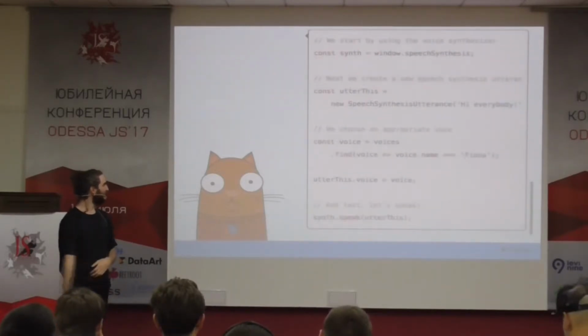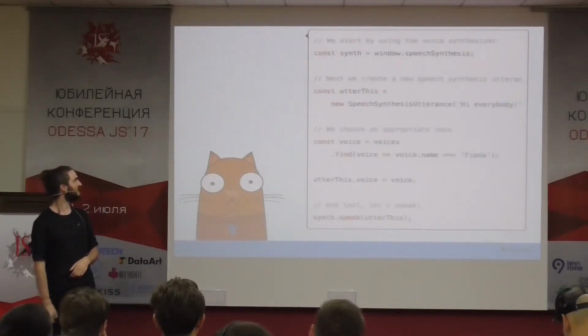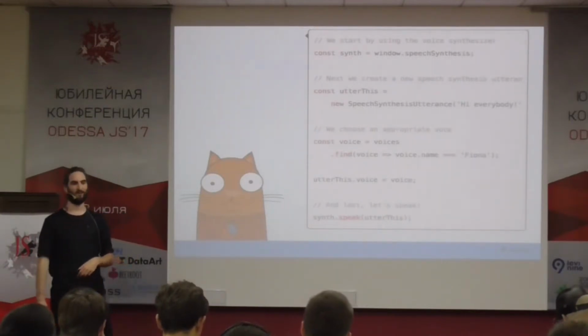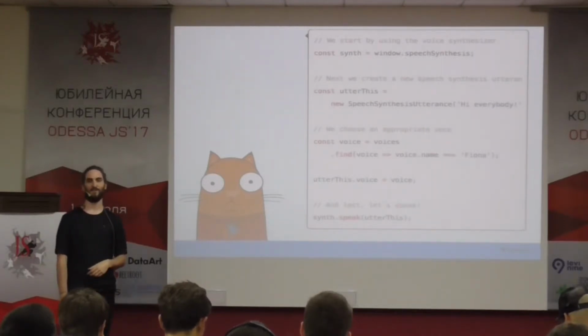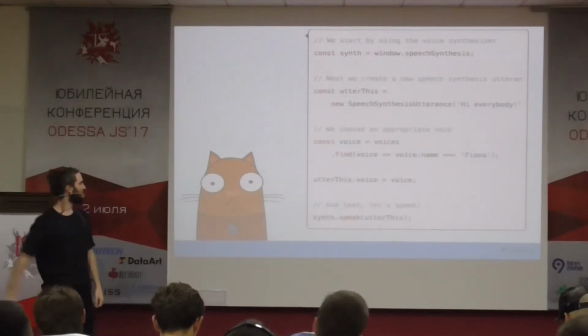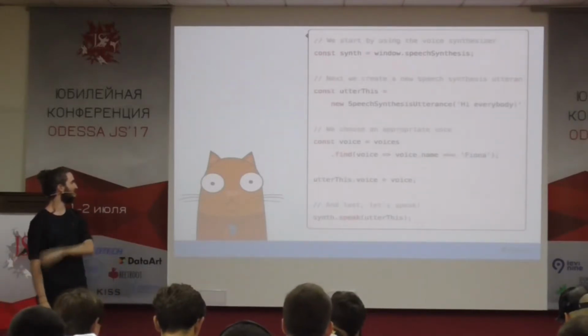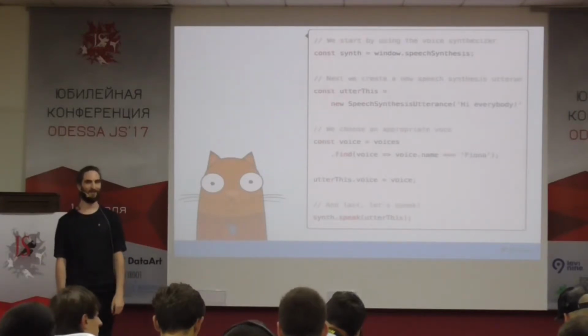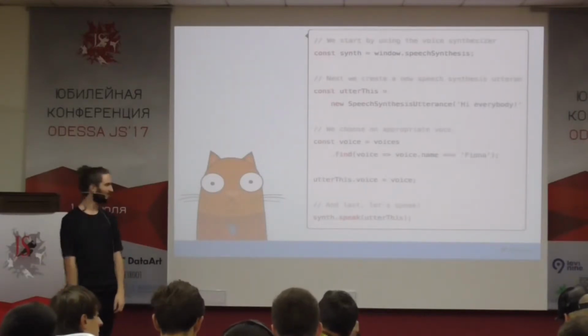So let's recap. You use the synthesizer you can find in the window, you pass a speech utterance to it, you say to that utterance, I want to speak this text, and then you say, I want this voice, or I want to change the pitch, or the rate, and in the end you just pass it along to the synth, say speak, and then it does all the magic for you. That's not really that difficult, is it?